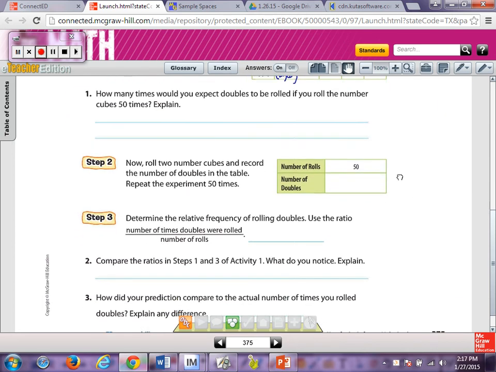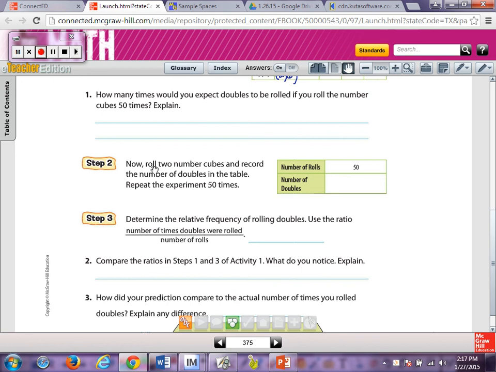Going on. Now we have step 2. Now you guys are going to roll two number cubes and record the number of doubles in the table. Repeat the experiment 50 times. If you're by yourself or working alone for whatever reason, then go ahead and get a pair of dice and just roll it 50 times. Every single time you get a set of doubles, make maybe like a little hash marking here. Let's say you get doubles 8 times. 1, 2, 3, 4, 5, 6, 7, 8. Let's just say that's what it was.